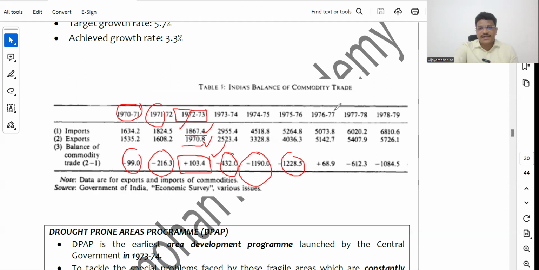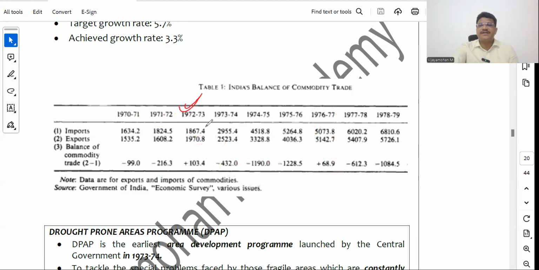And one more year is 1976-77, where you can find a small amount of trade surplus, that is 68.9 crores. During 1972-73 and 1976-77, the quantum of exports is more when compared to the quantum of imports. I mean to say, in monetary terms, exports are more compared to imports, right? So this is the significant data that you need to remember as far as trade surplus is concerned.